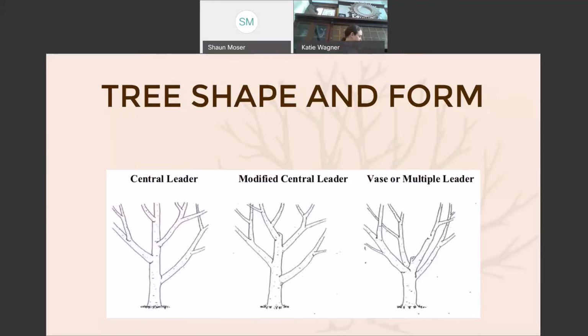It's maybe not directly related, but can plums be lumped together with peaches and nectarines on how you prune them? Yeah, plums do well in this vase or multiple leader. Okay.